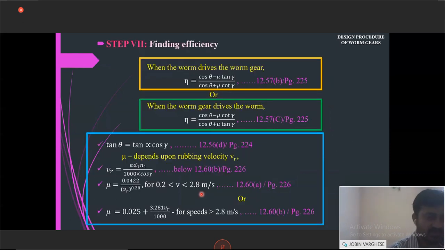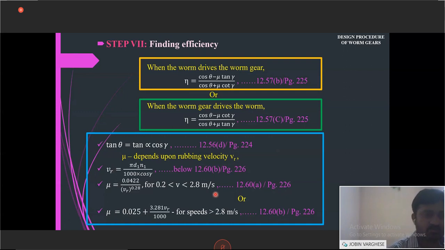Then we come to finding the efficiency, and we have to calculate it based on this equation. The major point is that in one case the worm drives the worm gear, and in the other the worm gear drives the worm. So for the two cases, the data book gives two equations, and we have to use them. All the parameters required from theta can be calculated from this, and that's the rubbing velocity, then our friction. So all these things can be calculated here.